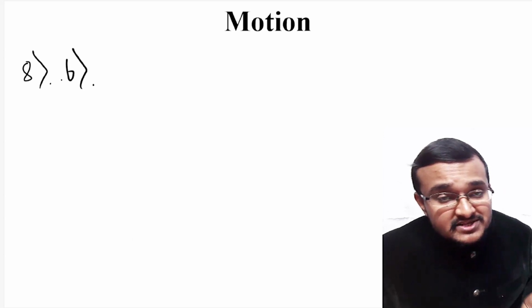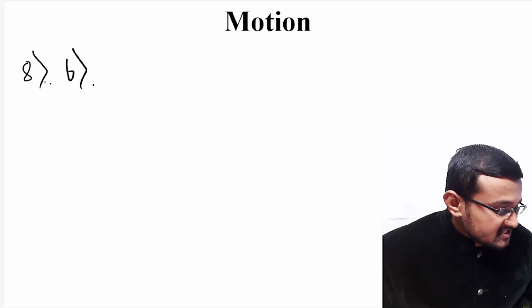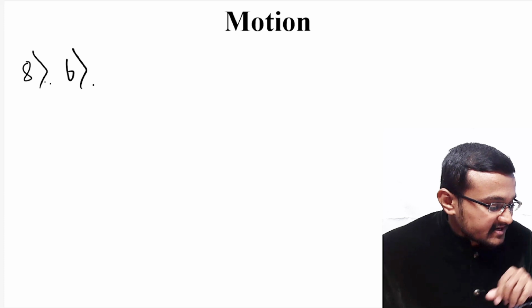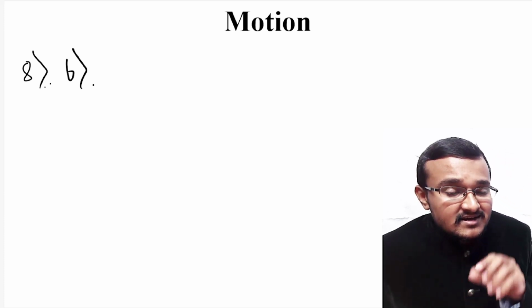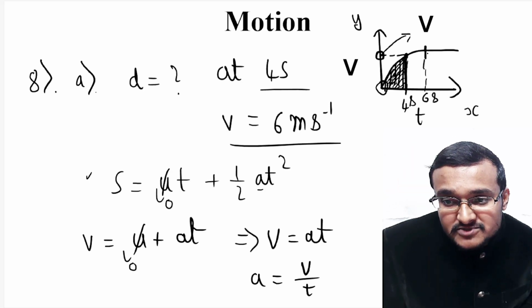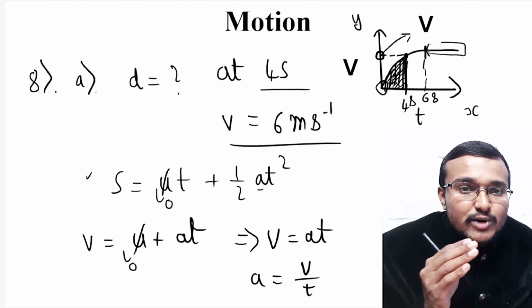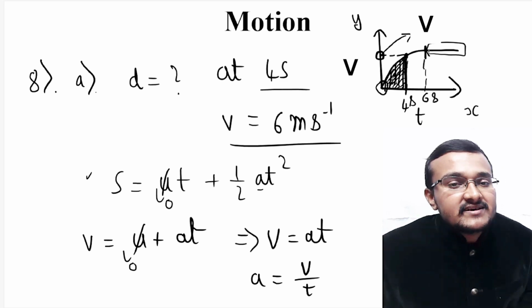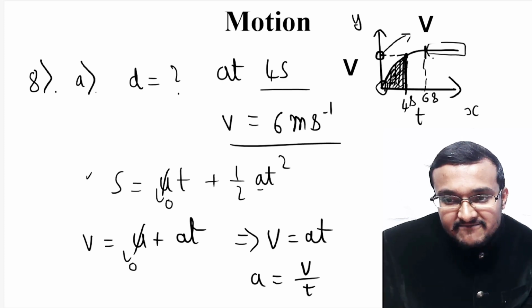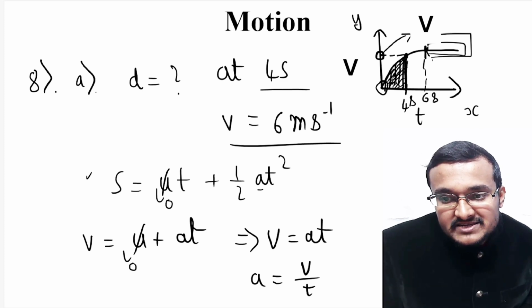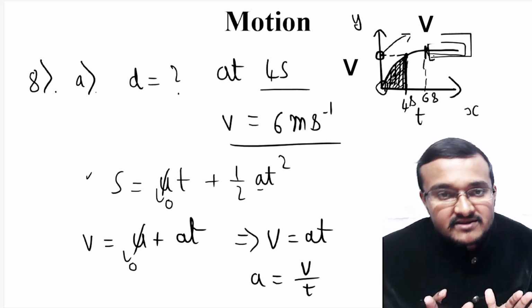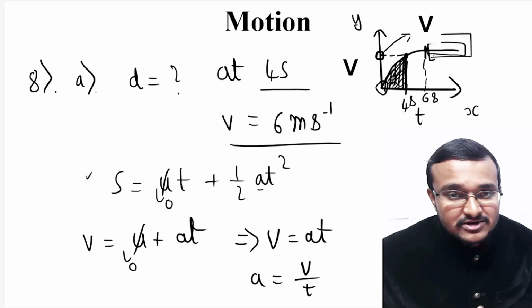So coming to the B question in the same 8th question, here they have asked which part of the graph represents uniform motion of the car. If you carefully observe, after 6 seconds, speed has become constant. After 6 seconds, you can observe there is a line parallel to the x-axis. That means the speed has become constant after 6 seconds. So the graph after 6 seconds represents the uniform speed of this car. So this is the answer for B question.